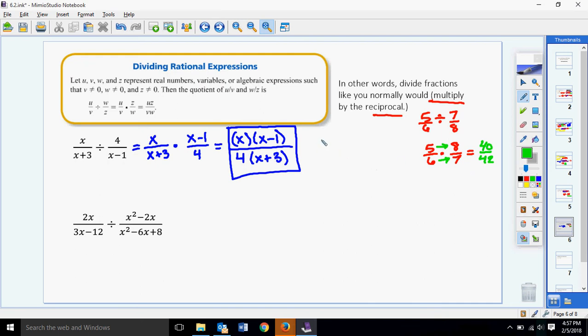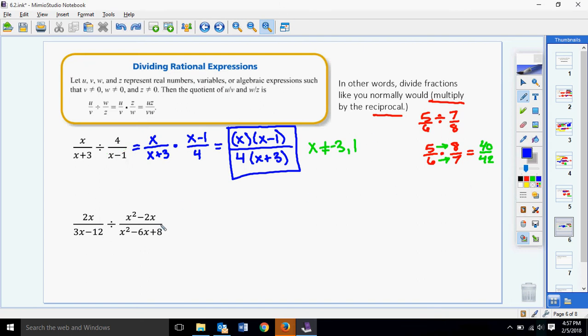If you're interested in the domain, x cannot equal negative 3, and it cannot equal 1. You may wonder where this 1 came from. Well, obviously the negative 3 came from the denominator here. But looking at the original problem, one of our denominators was x minus 1. Well, this can't be 0 because we cannot have 0 in the denominator of our original answer. So that's where the positive 1 came from, if you set x minus 1 equal to 0.